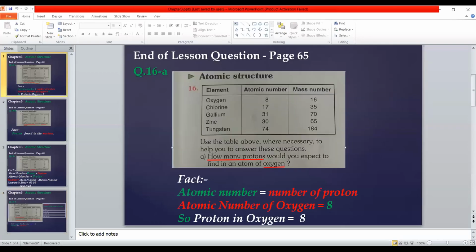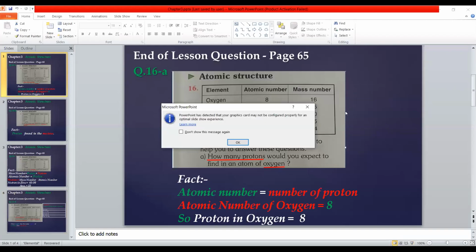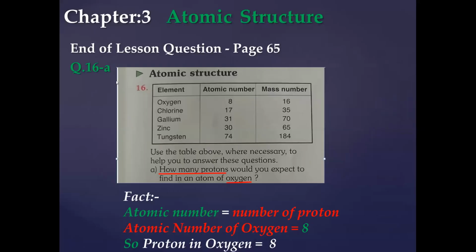Miss, can you see my screen? Yes, I can see your screen. Good job. I'm going to explain question 16. First, I'm going to tell which type of elements are in this table: oxygen, chlorine, gallium, zinc, and tungsten. Very good. Their atomic number and mass number are given.